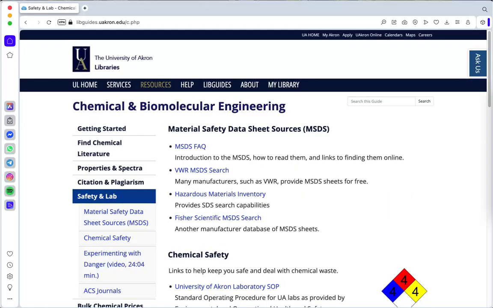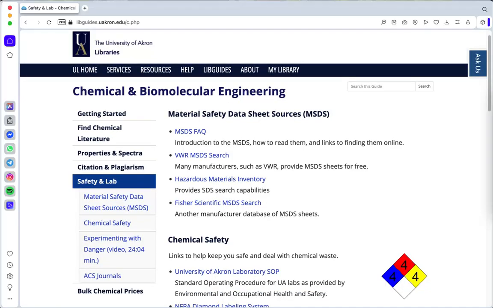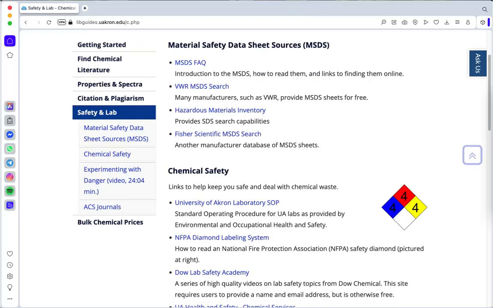The section on safety and lab is very similar to the section on safety that you have in your course guide. The Material Safety Data Sheets, or MSDS, can be found using several sources listed on this guide, but there's also important information about chemical safety and resources you can use.